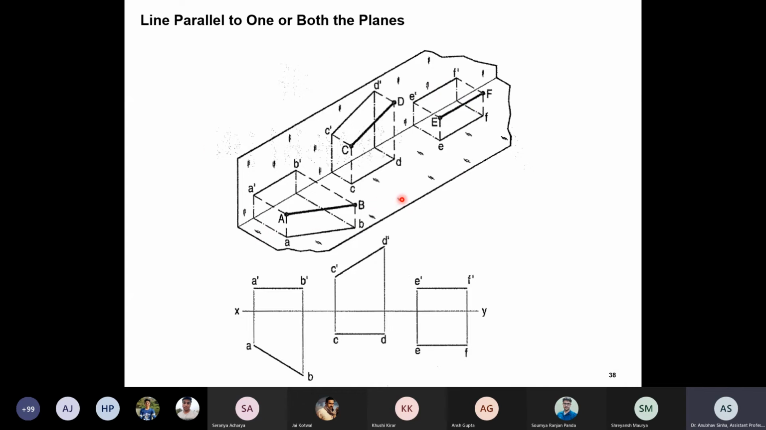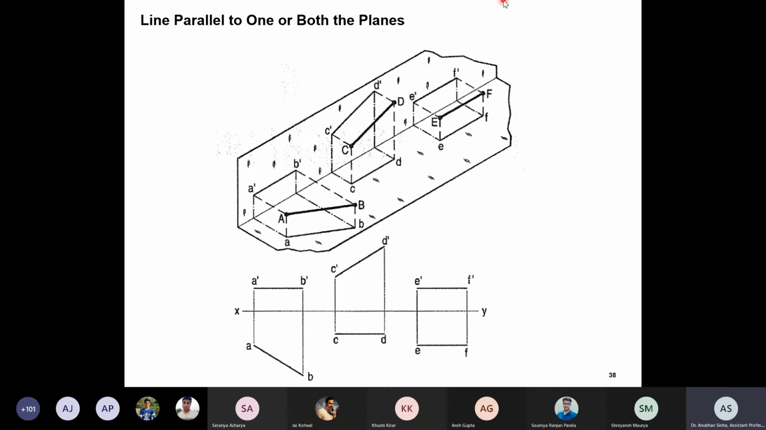Okay. Now let us see how to draw the orthographic projection of these types of lines. So let us start with AB. First you draw the horizontal trace, small a, small b. So this will look like this. Then you draw two parallel projectors, and it will meet the vertical plane at a dash b dash. This will give you the trace. Any question?